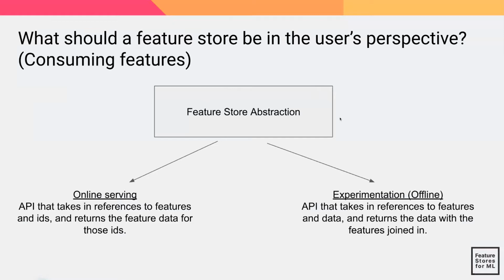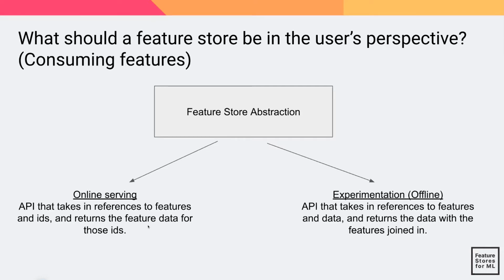To me, a feature store should make it really simple to, on the offline side, join in features to existing data. You just pass in some references to features and it joins that data in. And the user doesn't have to worry about the time travel problem or time inconsistencies or where the data sources are, straight and simple. On the online serving side, same deal. You just have some feature references and some IDs, and we fetch the feature data for those IDs, and the user doesn't have to worry about consistency or any other details. They can trust the system.